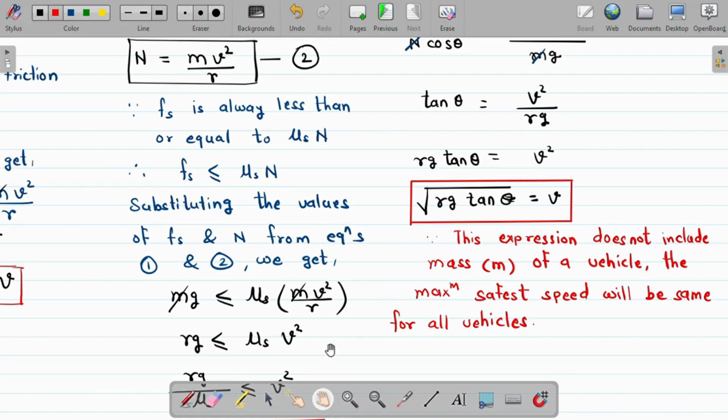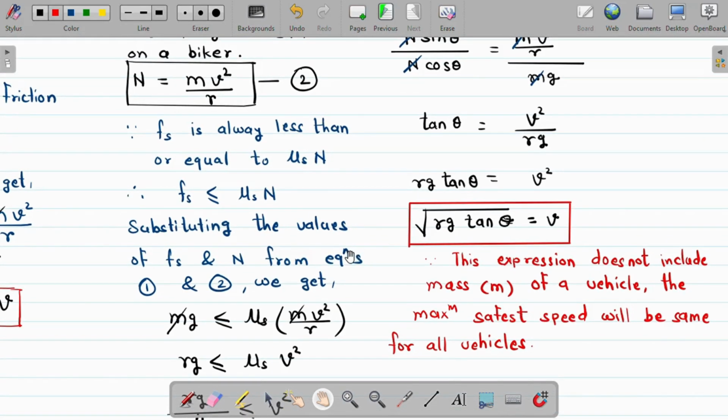So today we will stop here, and in the next lecture, which I will upload next coming Monday, we will see a further derivation: the maximum safe speed on a banked road, but now considering friction.